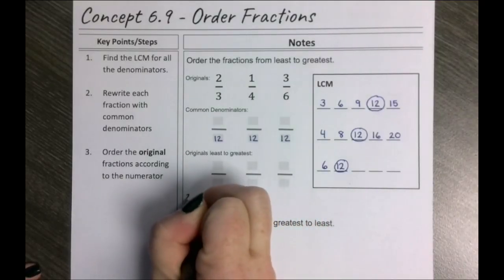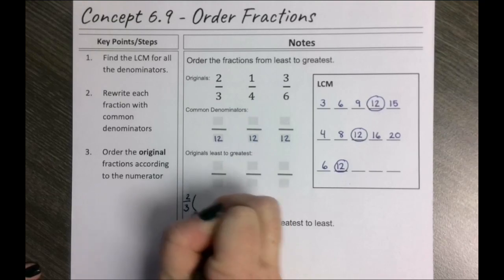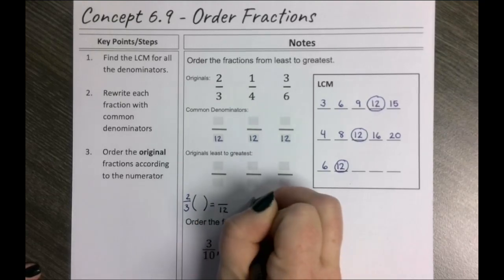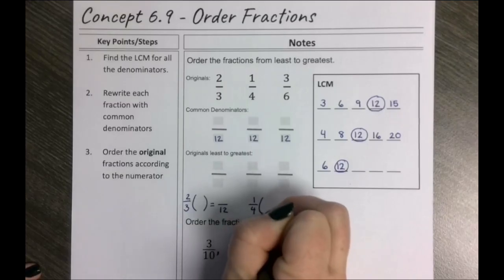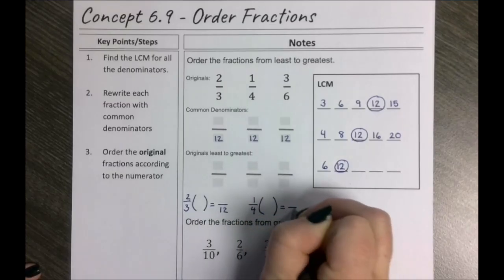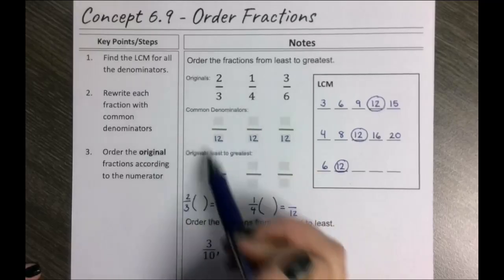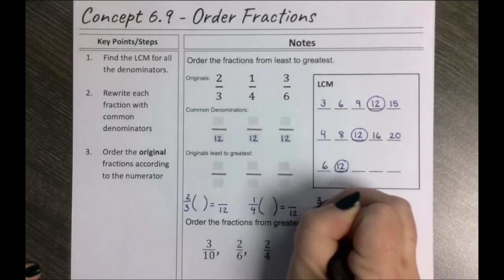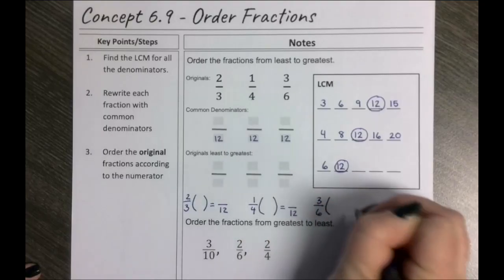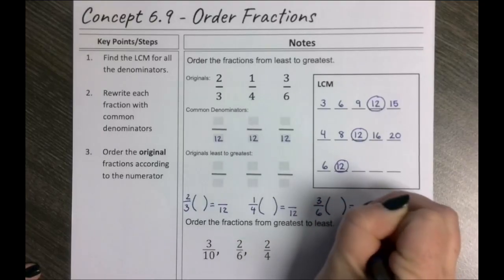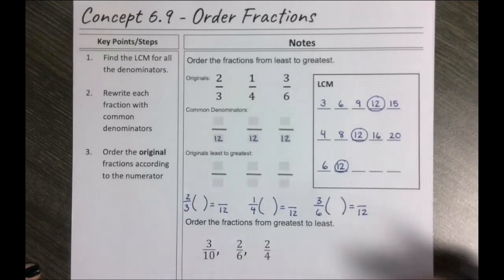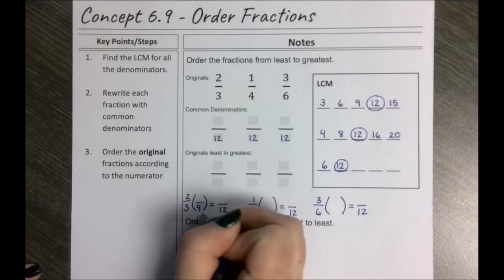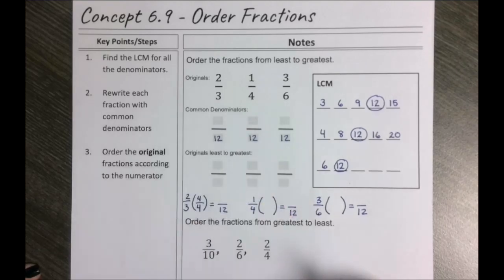I have 2/3 times something equals 12. 1/4 times something equals 12. Notice that I'm keeping these fractions in the same order that they are up top. That's really important just to keep yourself organized and to make it so you don't make careless mistakes just in the movement. 3 times what equals 12? 4. I want to multiply by 1 whole, so whatever I do to the bottom, I do to the top.